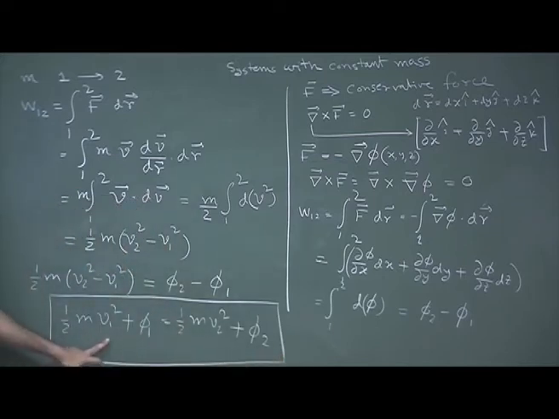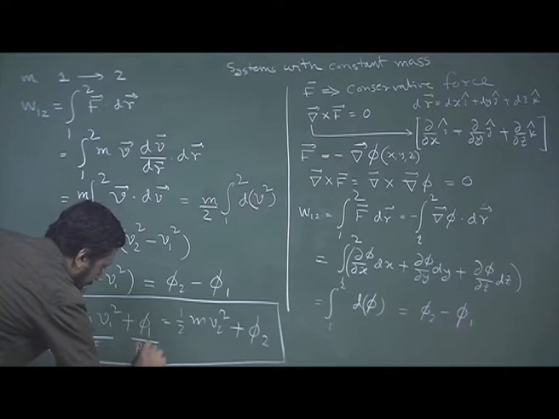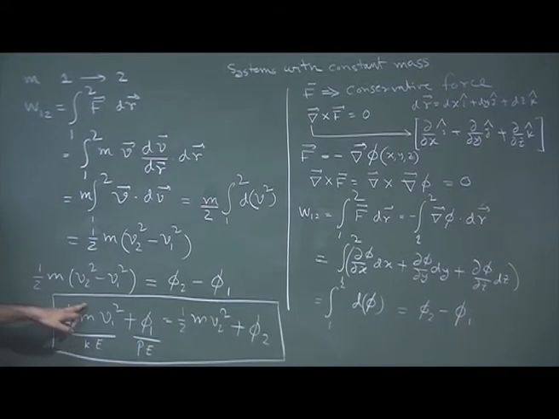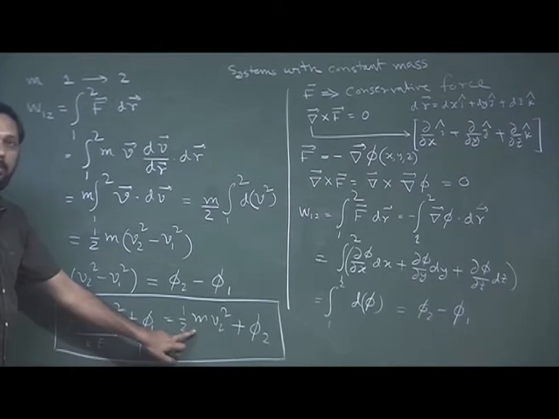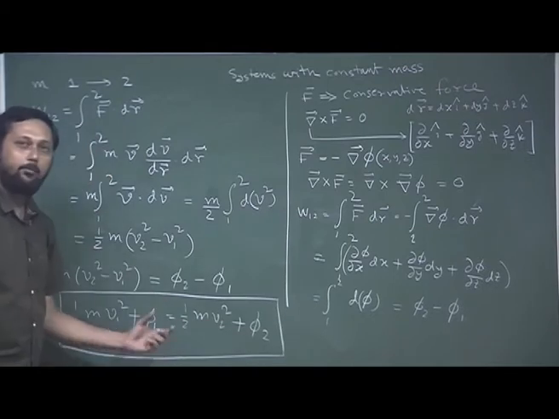And this is our familiar expression of conservation of total energy. This part is the kinetic energy, this is the potential energy of the particle at point 1. Similarly, this is the kinetic energy and potential energy of the particle at point 2.